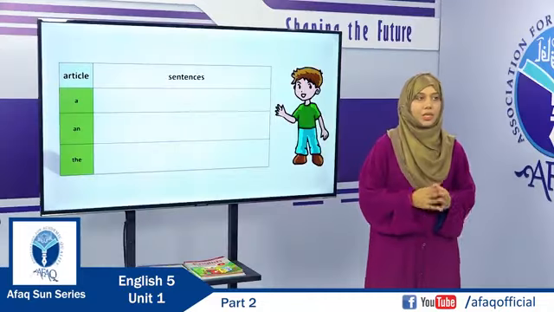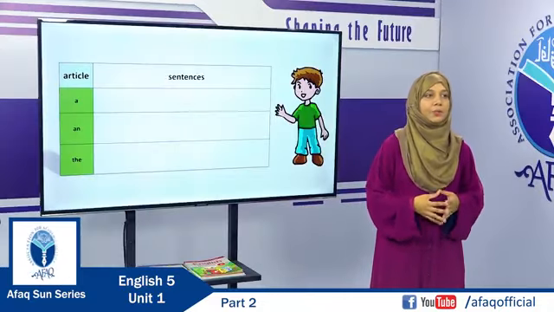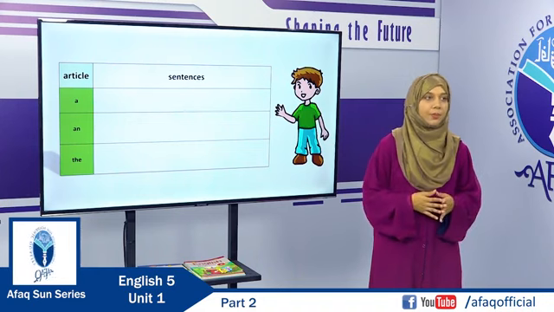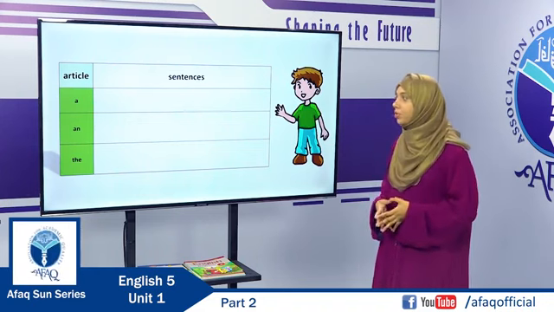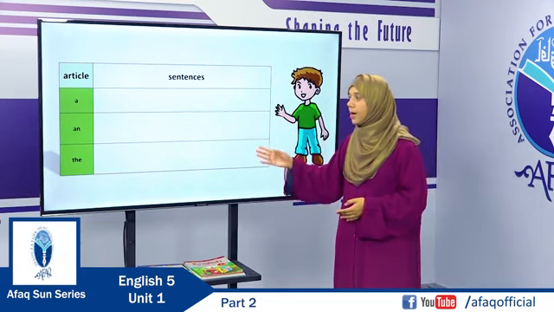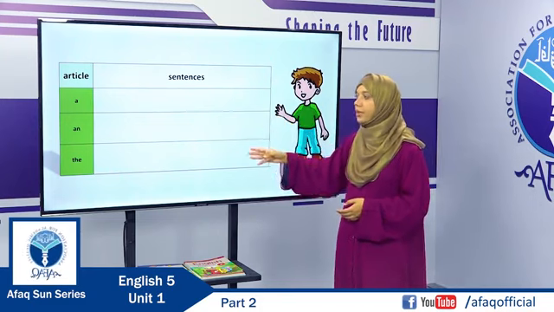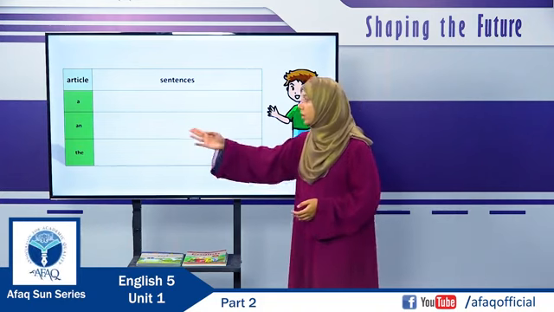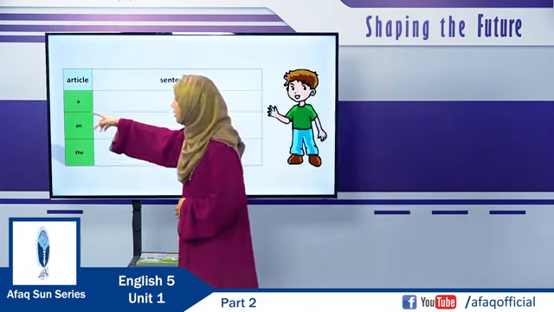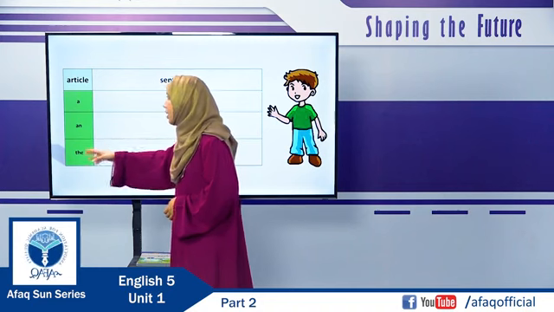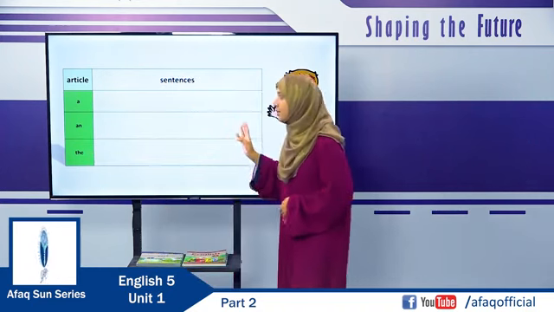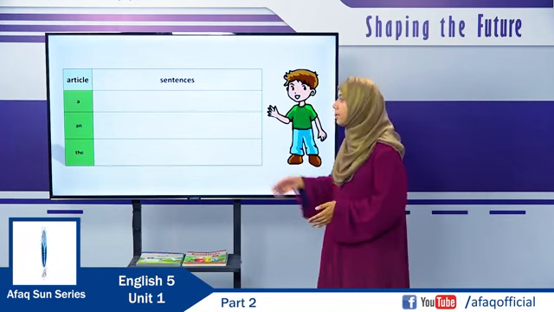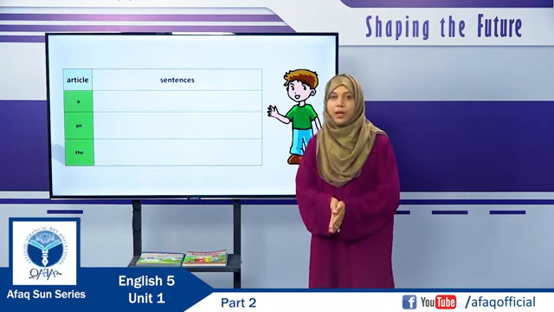Dear students, I hope that you have completed the paragraph by writing articles in the blanks. Now, I want you to make sentences with these three articles, a, an and the. Draw a table in your notebook. In one column, you have to write the articles, a, an and the, and in the other column, you have to write sentences with these articles. Hurry up, make sentences with these articles, and then come back.